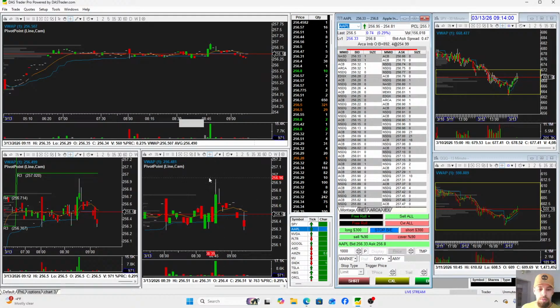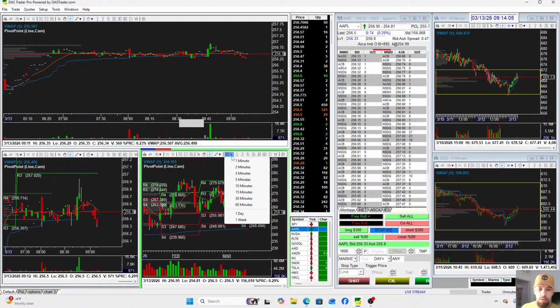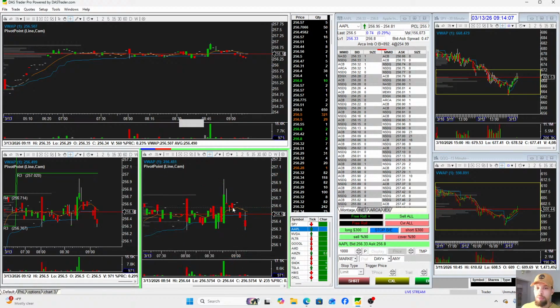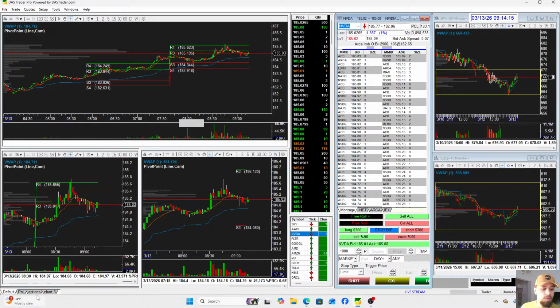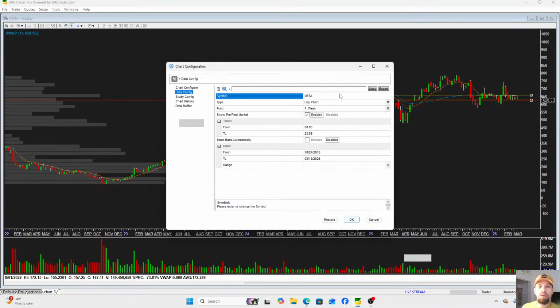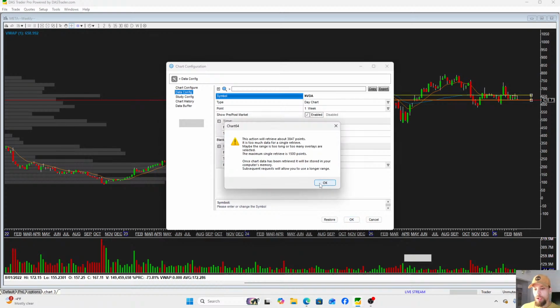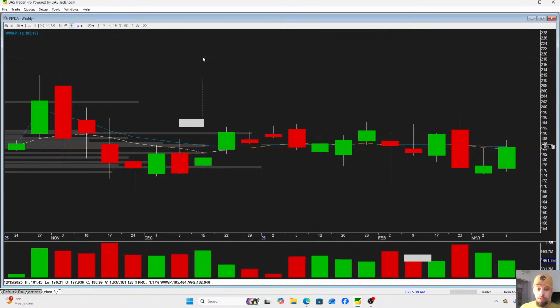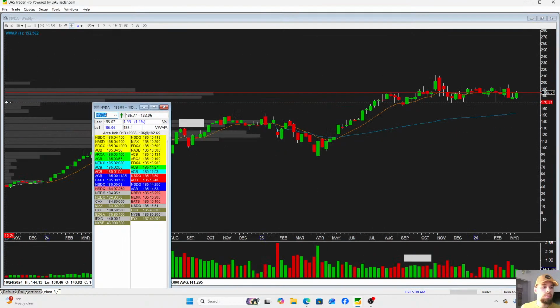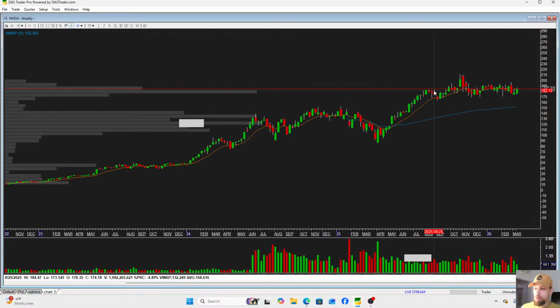Okay, Apple. Let's go to the daily here. Flip to the 3. Okay, Nvidia has a lot of volume. Let's check out Nvidia. Valid data range. Okay, let's try that again. Alright, zooming left here, guys.